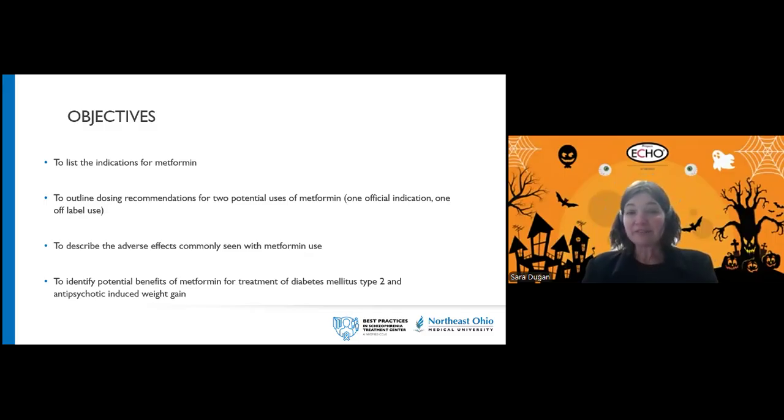We're going to describe the adverse effects that are commonly seen. So commonly seen, I use the threshold of being identified up to about 10% of patients who have been on metformin, and then we'll identify potential benefits of metformin for the treatment of type 2 diabetes mellitus, as well as the off-label utilization of metformin for antipsychotic-induced weight gain.